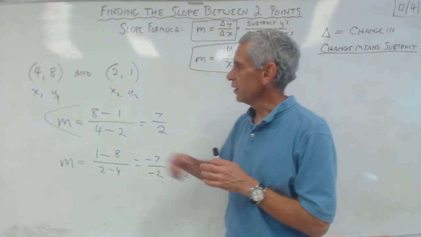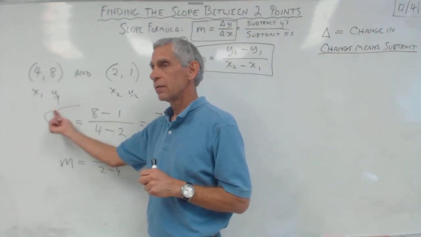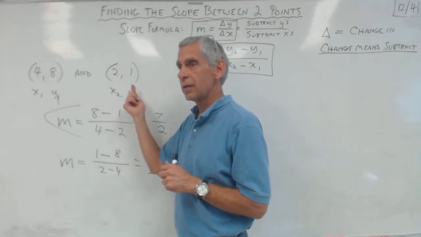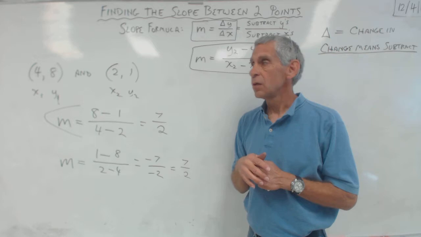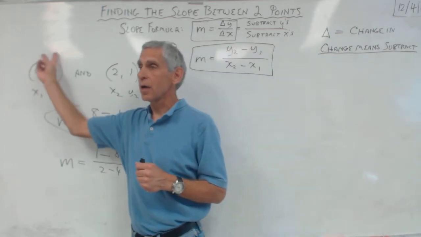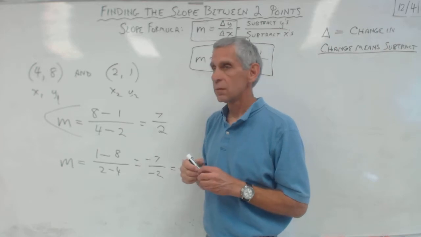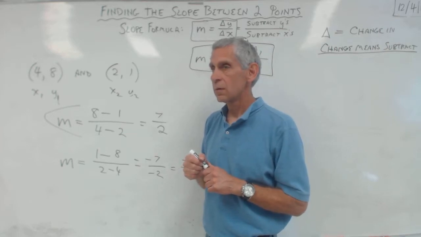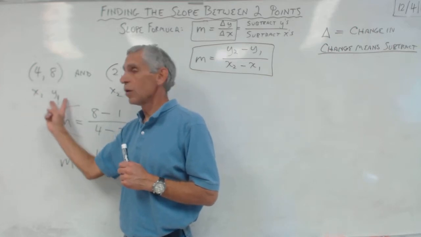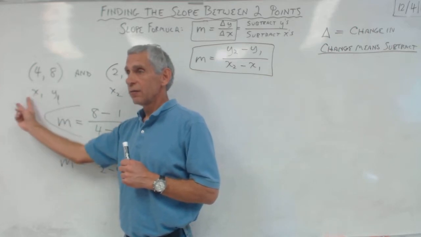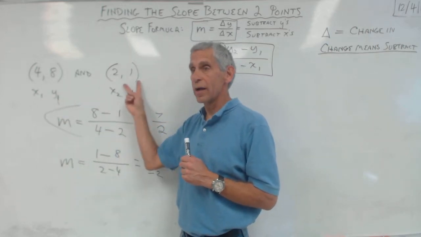No, if 4, 8 is x1 and y1, the next one has to be x2 and y2. It can't be y2 and x2, because the point is x comma y. You said you could choose, but you cannot have x1 comma y2. If this is an x1, this is a y1. If this is an x2, this is a y2.